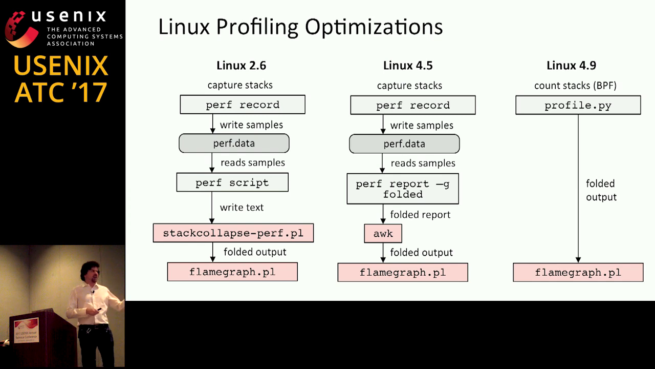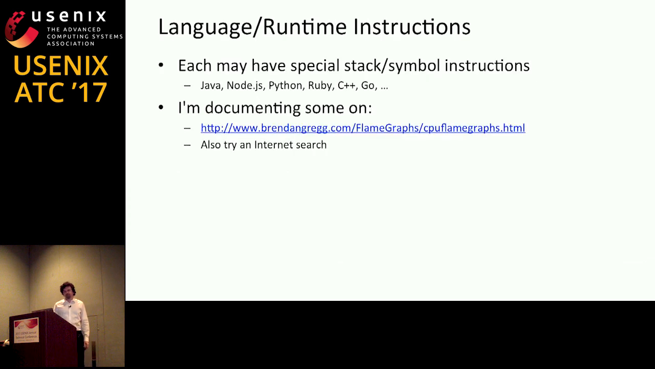Go to Linux 4.9. I worked on this stuff. This is much, much better. So now with BPF, which I'll talk about in the next topic, I can tell the kernel to profile and aggregate those stack traces, and then just dump me the output. Much more efficient. If you want instructions for a particular language or runtime, do an internet search, because there are often caveats and quirks for different things, and people have generally figured them out. I'm trying to document them all on my CPU Flame Graphs page.